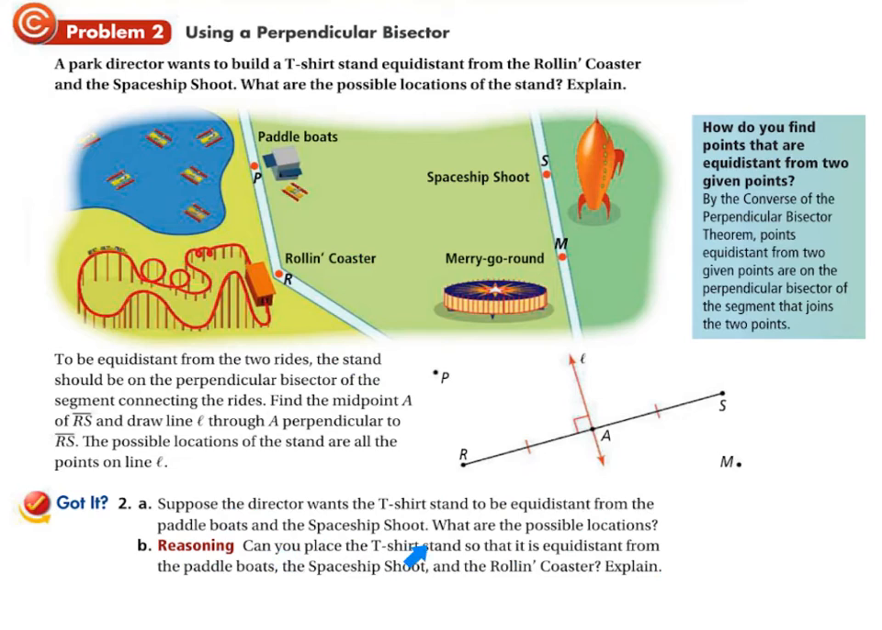Now, can we place the t-shirt stand so it's equidistant from the paddle boat, spaceship chute, and the rolling coaster? Well, we can do this 3 times. We can do it with the paddle boat and spaceship chute, find that line, rolling coaster and spaceship chute, find that line, paddle boats and rolling coaster, find that line, and if they come together in a point, then we can put it right there.